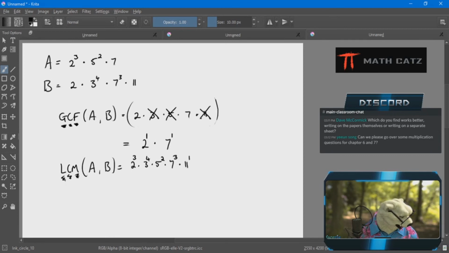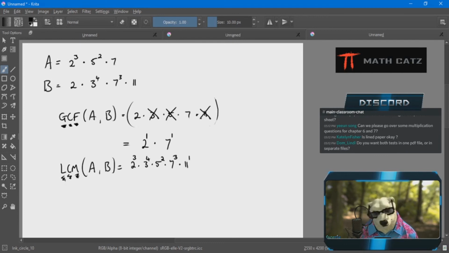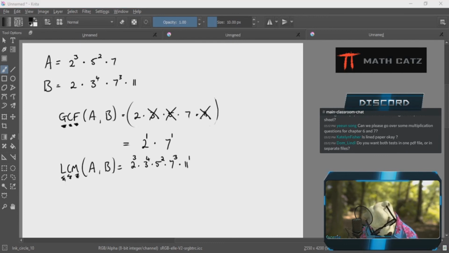Which do you find works better, writing on the paper themselves or writing on a separate sheet? The paper themselves will always be better. But don't go out hunting for a printer if you don't have one. I don't have one. Lined paper is fine. Do you want both tests in one PDF file? Here is the thing. Now, I want to check if I put this in the course chat pinned message. Let me go there. Regardless of how you send it back to me, email, hopefully something I can open, I can grade it if I can read it.